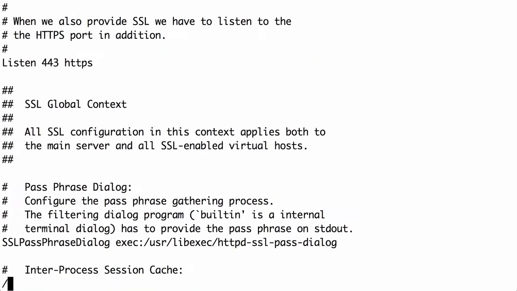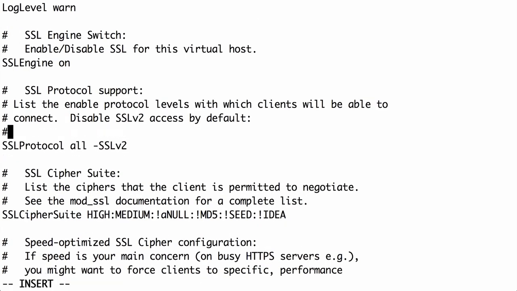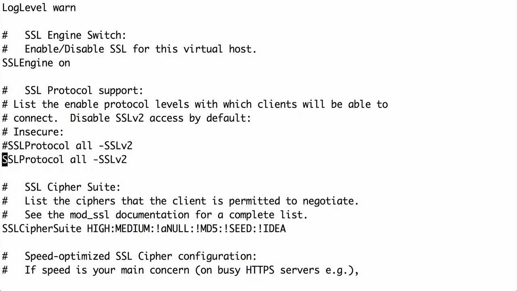Now I'm looking for the SSL protocol line here. And when we get here, I'm just going to put in a comment. By the way, comments start with a # in this particular file. And I'm just going to say, this is the insecure version, and I'm going to comment out that insecure version. I'm actually going to make a copy of that line and add just one more bit of information here, and that is to disable SSL v3. So we'll go ahead and save that.